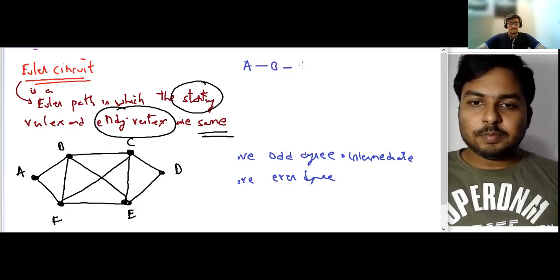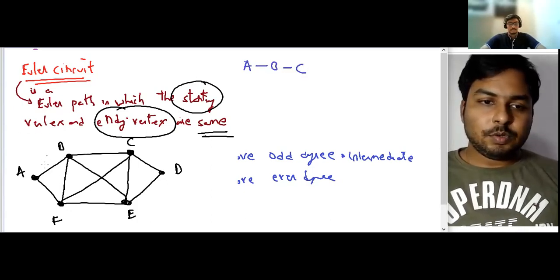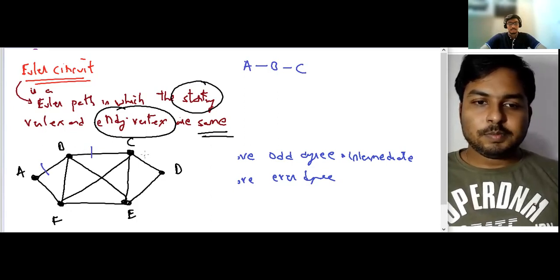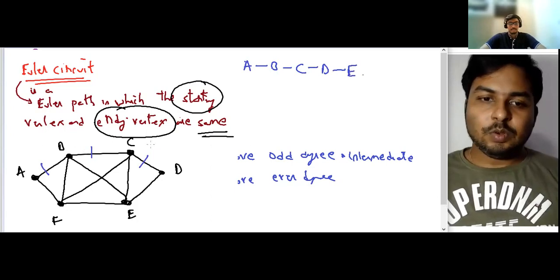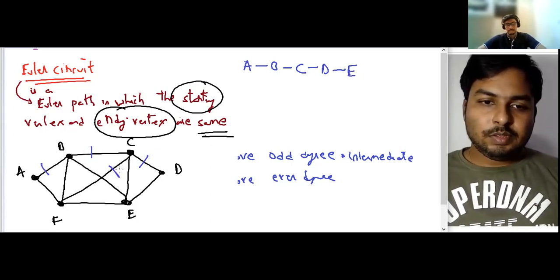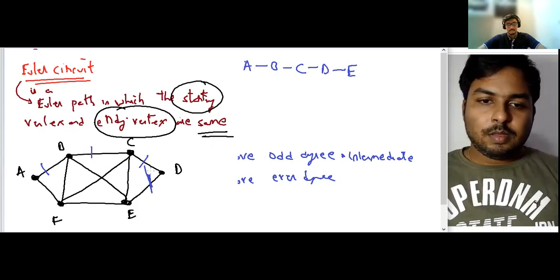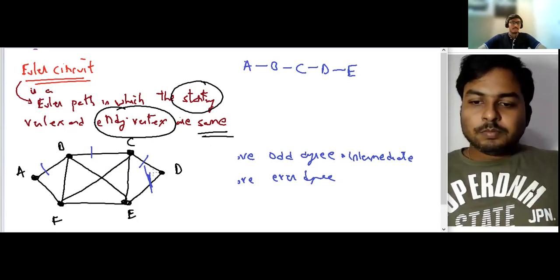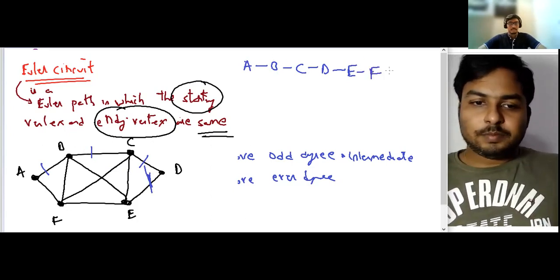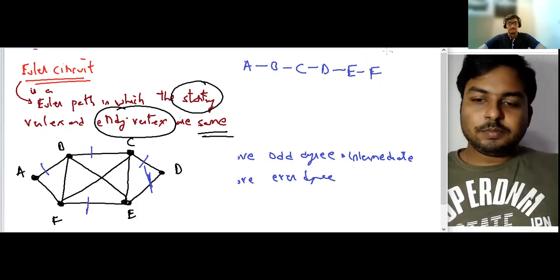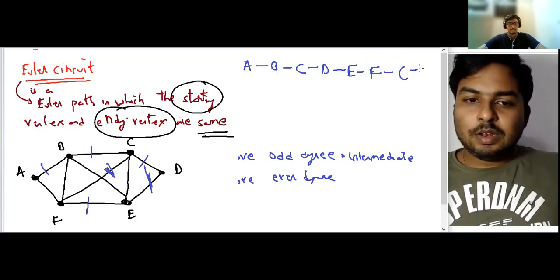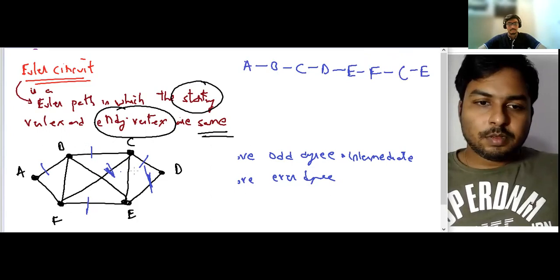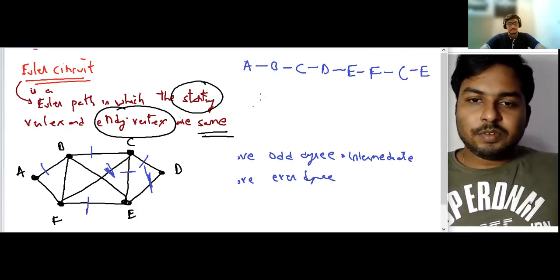I'll go with B. Then I'll cover C. So A is covered, B is covered. Then I'll go from C to D. D is done. D to E I'll go. E is done. Then I'll go from E to F. F is done. I'll go from F to C. C is done. Then I'll go from C to E. E is done. Then from E I'll go to B.